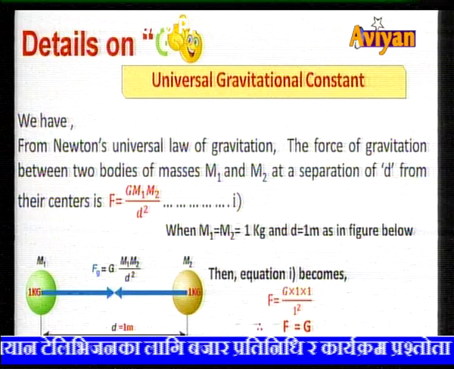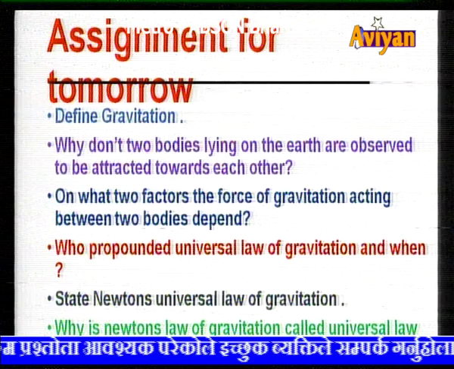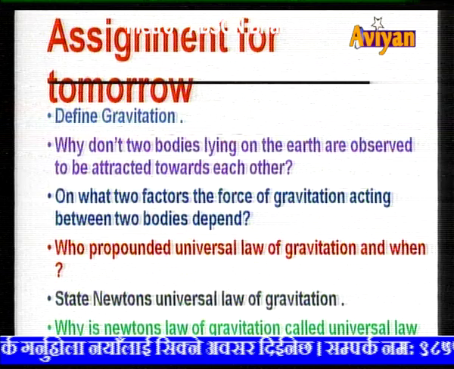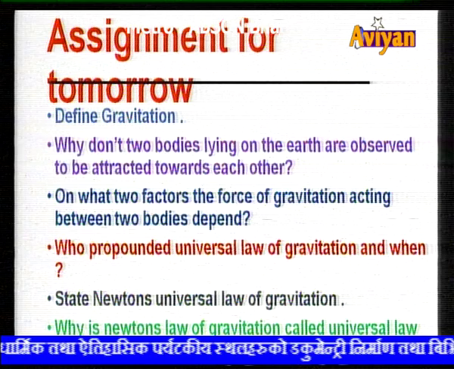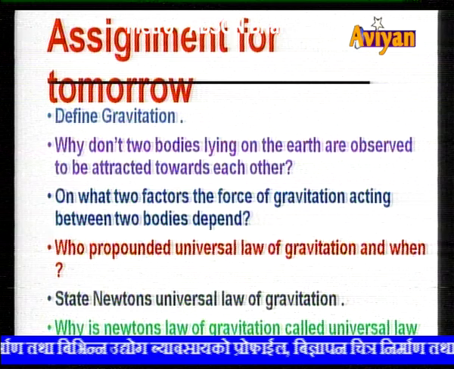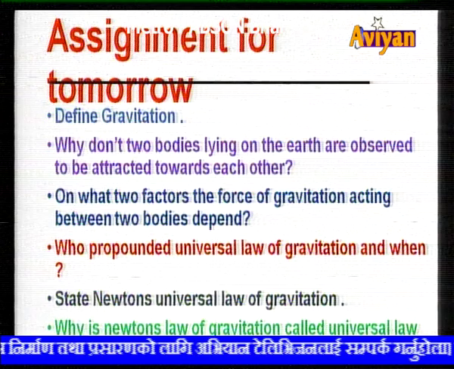Today I would like to show you an assignment section. Assignment, you can see there. I want you to copy all this so that you can write the answers while staying in your home. Question: despite gravitation, why are two bodies lying on the earth not observed to be attracted towards each other? This answer I also explained before. Because the force of gravitation of the earth overcomes the force of gravitation between two smaller bodies, so the two bodies are found not attracting each other.